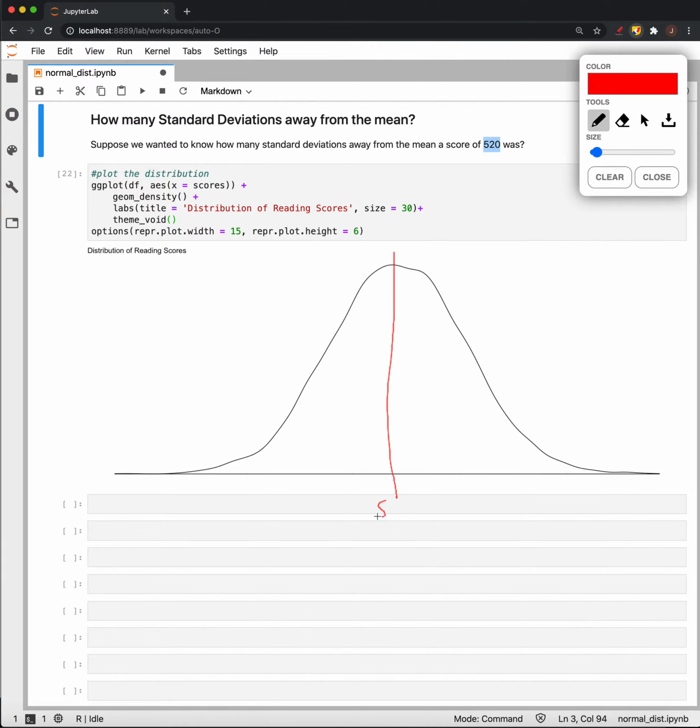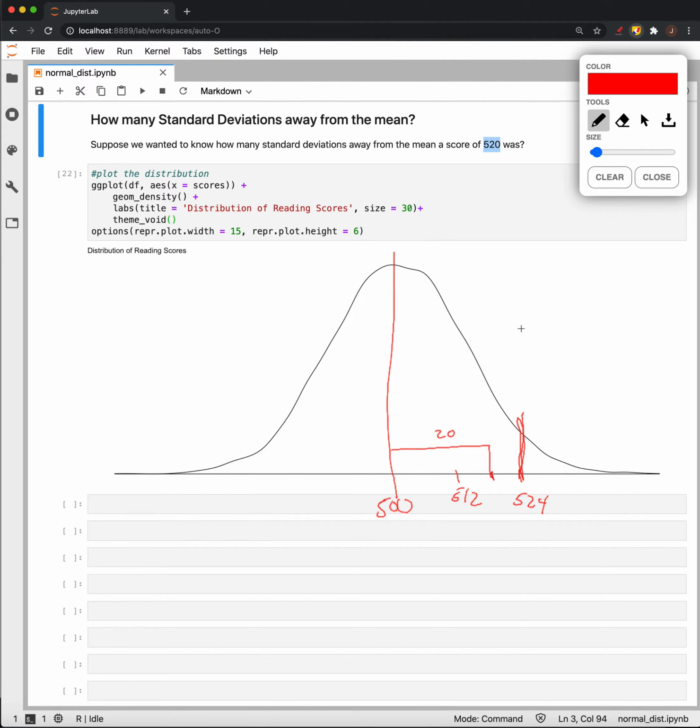So if we're here at the mean of 500 and we go one standard deviation away from the mean, we're at 512. But if we go two standard deviations, we'd be at 524. So 520 is somewhere in here. And the question is how many standard deviations away from the mean? Since 12 is 1, we want to see, when we're at 520, this is 20 away. So how many standard deviations are 20? Well, if a standard deviation is 12, we just have to divide 20 by 12.